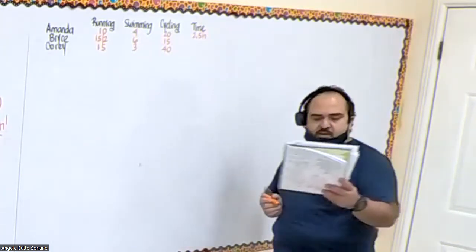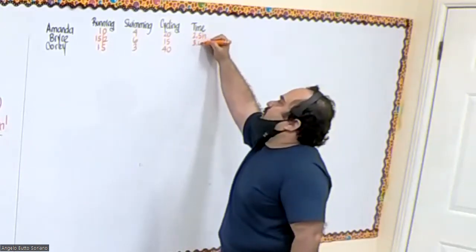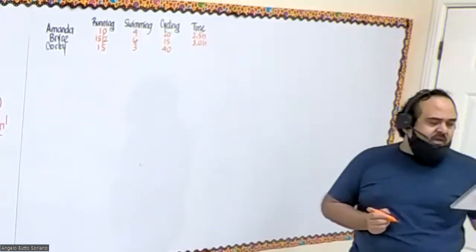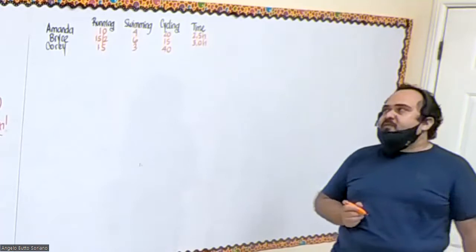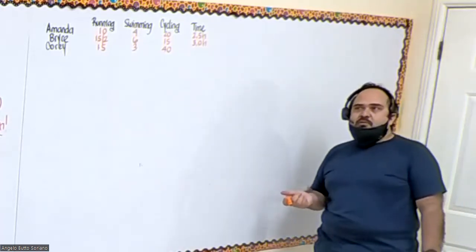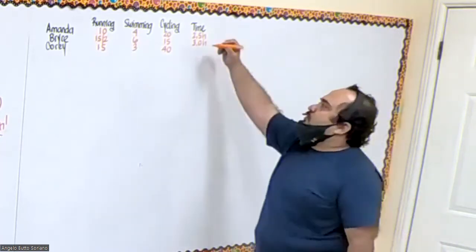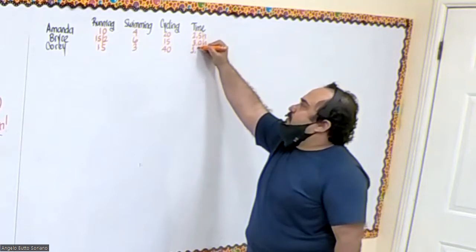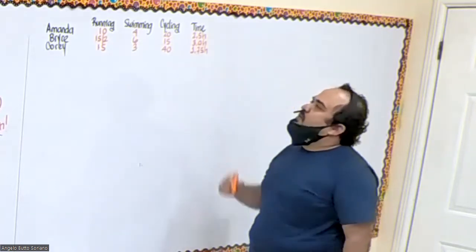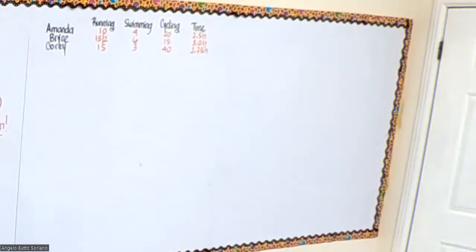Bryce is in third place. He's finishing in 3 hours. And Corey, according to the problem, she finished in 1 hour 45 minutes. Well, 45 minutes transformed into hours, remember, divide by 60, and add 1, and the result will be 1.75 hours. And we can consider a complete table with this one.